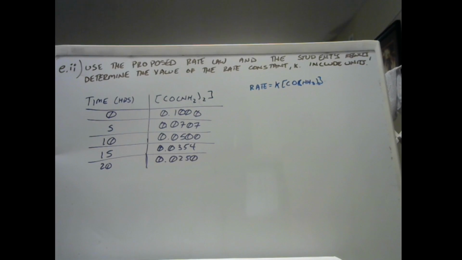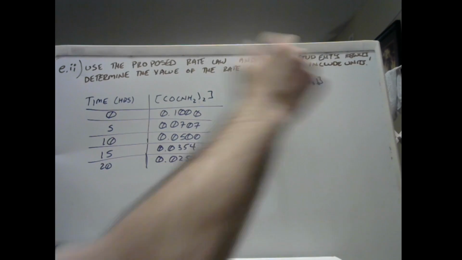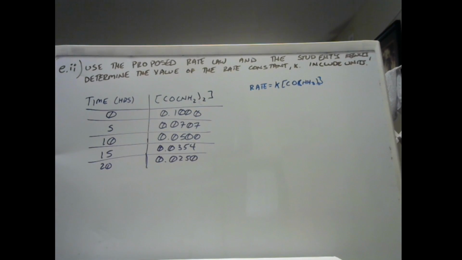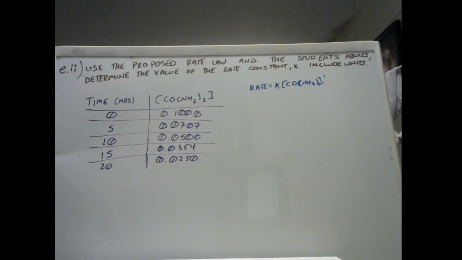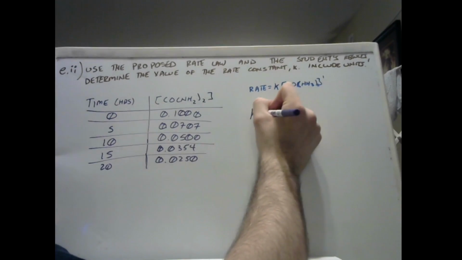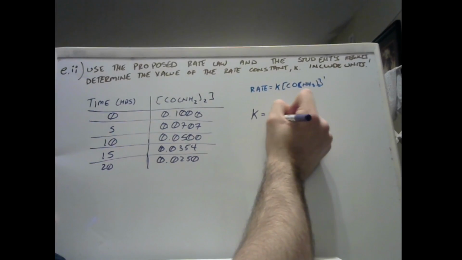E part 2 asks us, using the proposed rate law and the student's results, to determine the value of the rate constant k. Include units with your answer. So the rate law here is a first order rate law. And we know that because there's no exponent, which implies that it's 1, and it's the only term, which tells us that this is a first order rate law. And since this is a first order rate law, we know the equation for this. There's a simple and easy equation for k, which tells us that k equals 0.693 over t 1/2.